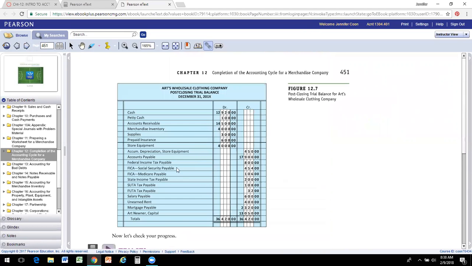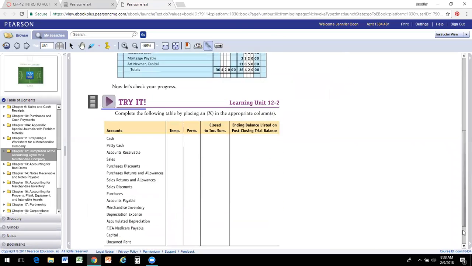There's your post-closing trial balance, what's left. These are our assets. And remember, accumulated depreciation is a contra asset, but its normal balance is on the credit side. There's your liabilities, and there's your ending capital. And we're all happy because it's in balance.